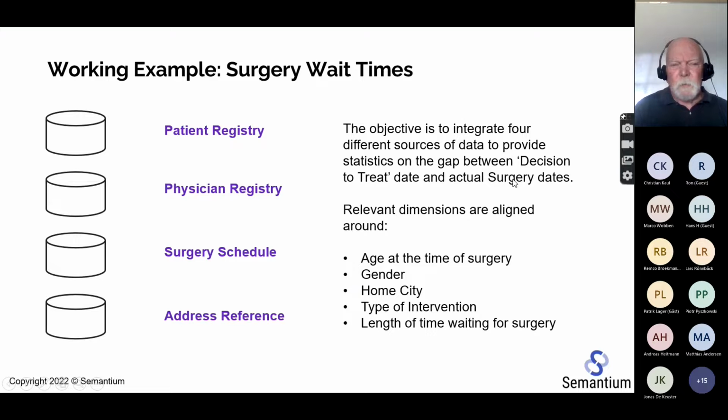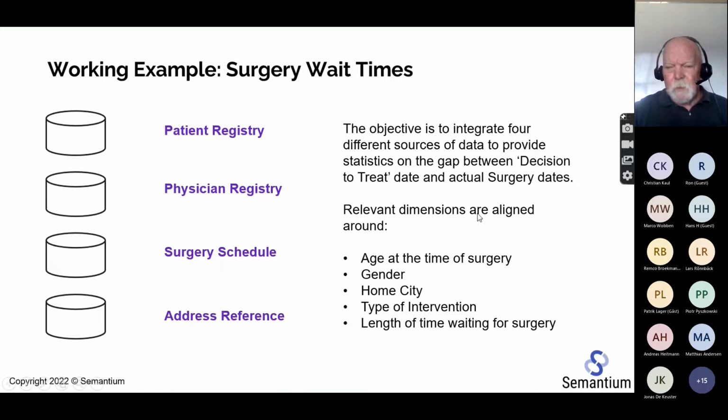So just to nail this down in a practical example, I was asked about 8 years ago with Alberta Health Services, which is our provincial health authority, to put together a proof of concept to show how this might work for surgery wait time. The objective was to integrate these different sources of data and provide statistics on the gap between decision to treat, which is typically done in a surgeon's office, and then surgery, which is done in a hospital. They wanted to know how long people are waiting for their surgery.